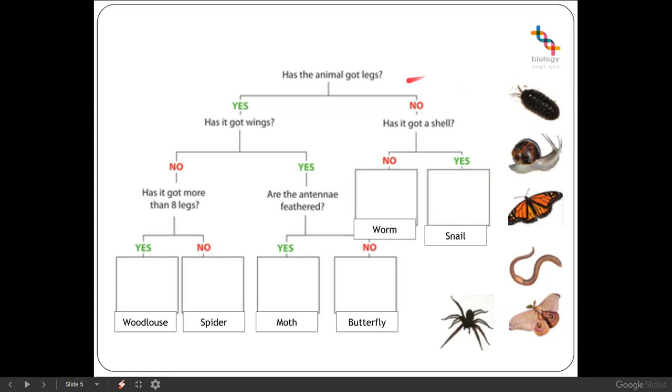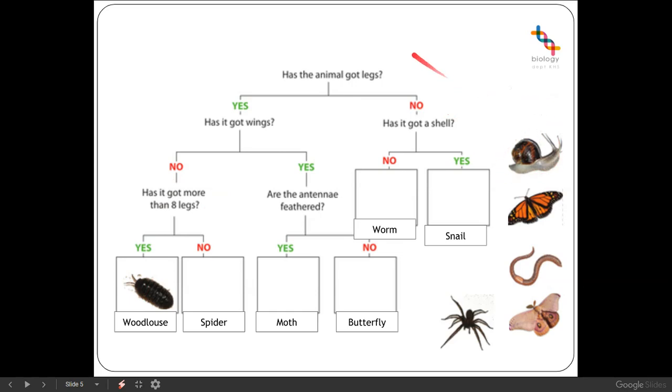So each statement has got either a yes or no, and depending on your answer, that's going to take you down a little different branch till we get our identification. If we start with this first organism here, has the animal got legs? Yes, it does. Does it have any wings? No, it does not. Has it more than 8 legs? Now, you can't quite see that in the picture, but yes, it does, which means we've identified that one as our woodlouse.